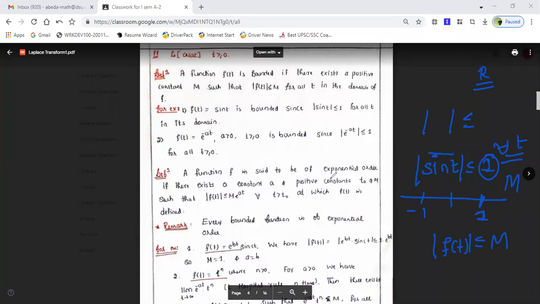Sine is a bounded function. Cos is a bounded function. Take e to the power minus at. You take the value where a is positive and t is positive, and this value, e to the power minus at, will be less than or equal to 1 for all t greater than or equal to 0. So if I take any value greater than or equal to 0, this will take a value less than or equal to 1. Again, it is a bounded function.